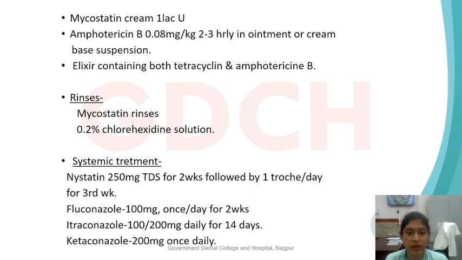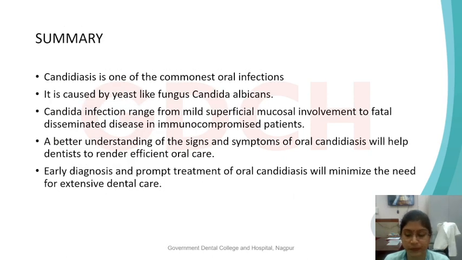Systemic treatment is required in case of extensive involvement, or if the patient is severely systemically compromised, and apart from the oral area, other areas are also involved. So nystatin 250 milligrams 3 times can be given for 2 weeks, followed by 1 troche per day for 3 weeks. Fluconazole 100 milligrams once or twice for 2 weeks. Itraconazole 100 to 200 milligrams daily for 14 days can be given, and ketoconazole 200 milligrams once daily.